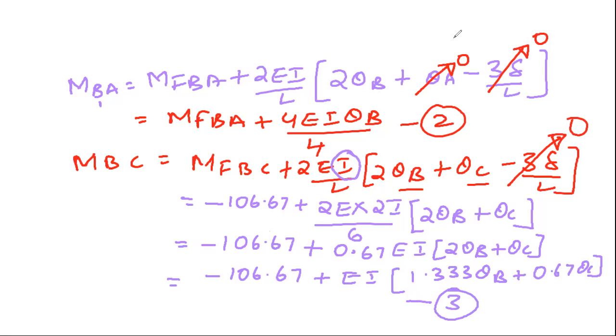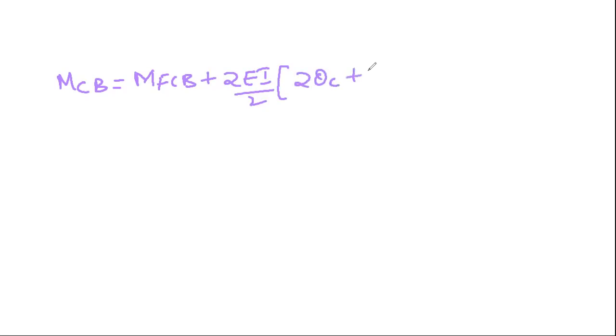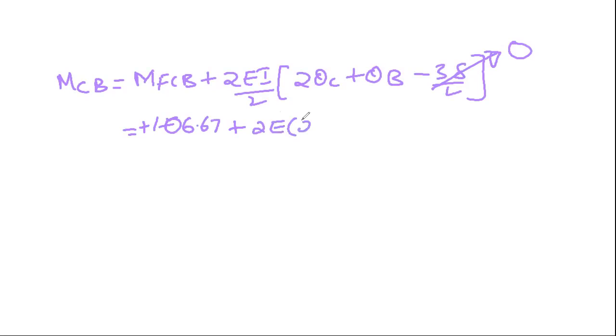Now again, the next span will be MCB. How do you write MCB? MCB equal to again MFCB plus 2EI by L times 2 times of first subscript, that is theta C, plus theta B, minus 3 delta by L. Again here 3 delta by L, take it as 0. Rewriting the equation, this will become plus 106.67 plus 2 times of E times of 2I by 6 times 2 theta C plus theta B. Now if you rewrite this equation, your MCB will be like this.